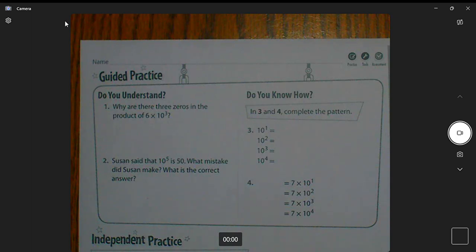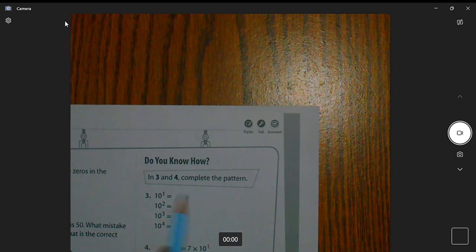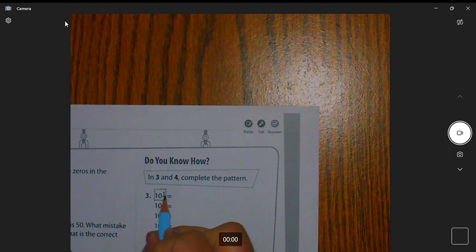Welcome back. Today we're going to be working on exponents and the power of 10. Now, when I talk about the power of 10, I'm talking about this. I am talking about multiplying by tens. This exponent tells me how many tens I'm going to use.